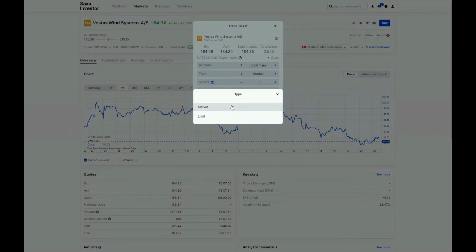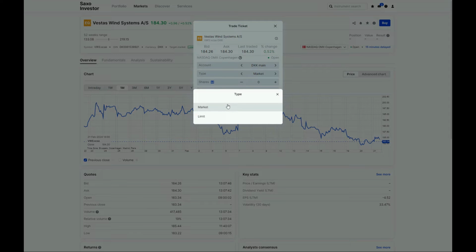So if you're looking for a specific order type, such as an iceberg strategy or a stop loss order type, use the SaxoTraderGo platform. If you only need a market or a limit, which I'll tell you what it means, you can easily just do it through the SaxoInvestor platform.